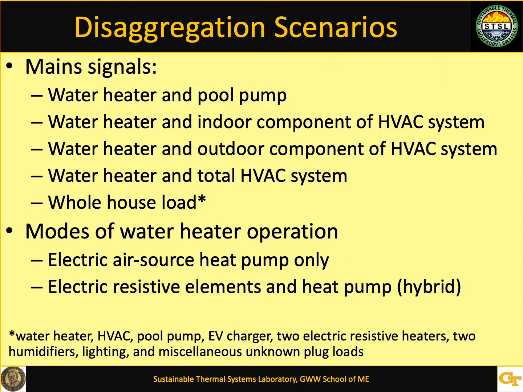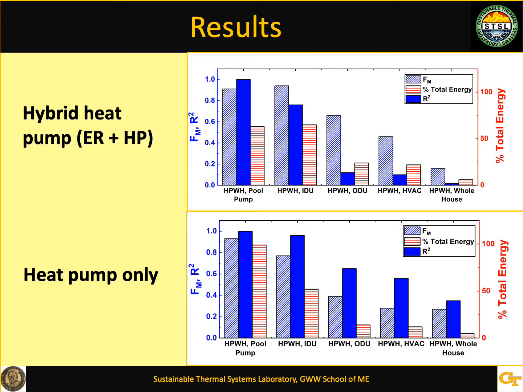Main signals were constructed using the combinations of loads listed here, as well as the whole house main signal. The signals were constructed during the period of time where the heat pump water heater operated only as a heat pump, as well as the period in which it was operating in the hybrid mode. The accuracy of the NILM algorithm is reported here as the F measure.